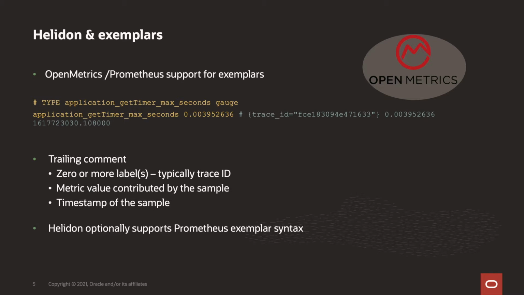One of the metrics formats Helidon supports is Open Metrics, or Prometheus, and there is a conventional way to add exemplars to that format as a trailing comment. The Open Metrics exemplar format includes zero or more labels, typically a trace ID, enclosed in curly braces, followed by the metric value that was contributed by that sample, followed by the time when that sample's value was recorded. Beginning with Helidon 2.3.0, Helidon SE and MP both support exemplars with Open Metrics Prometheus output.